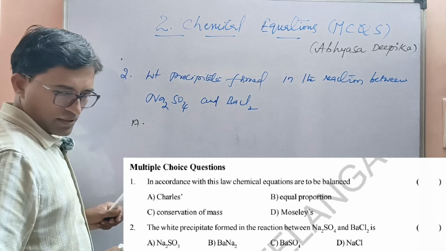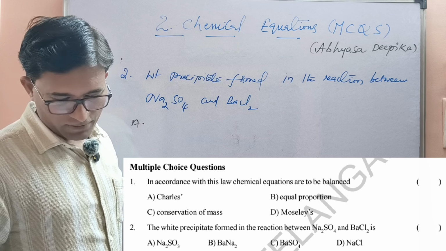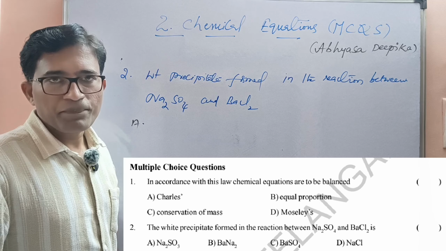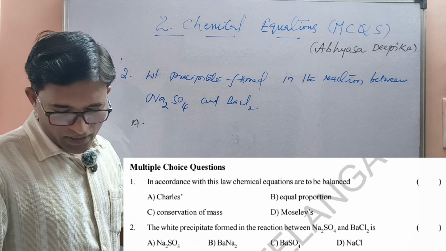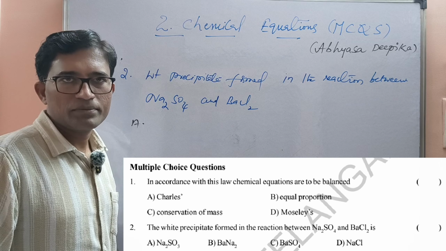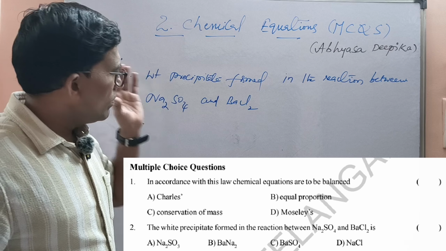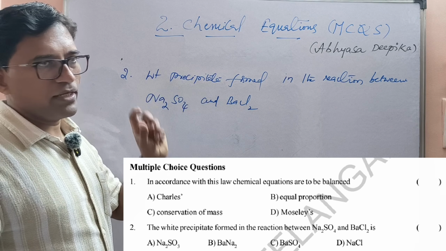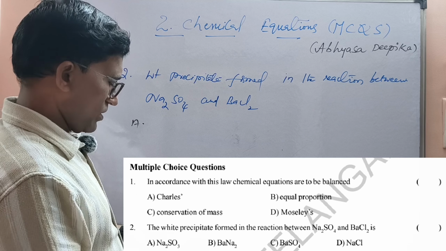I won't write the options on the board, I will just read them out. The options are Na2SO3, BaNa2, BaSO4, and NaCl. Which is the precipitate among all these after the completion of this chemical reaction? We'll check with the equation now.